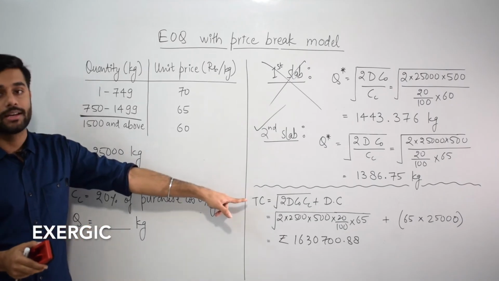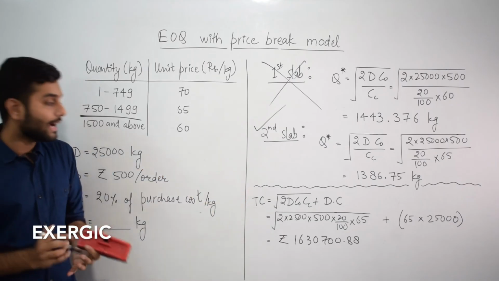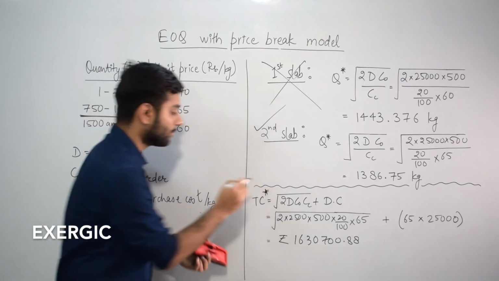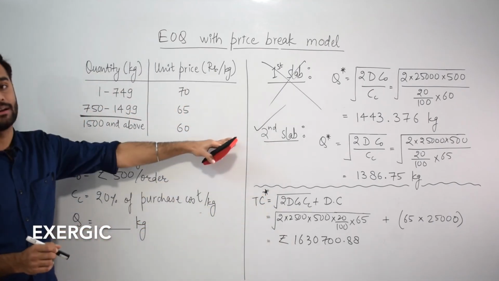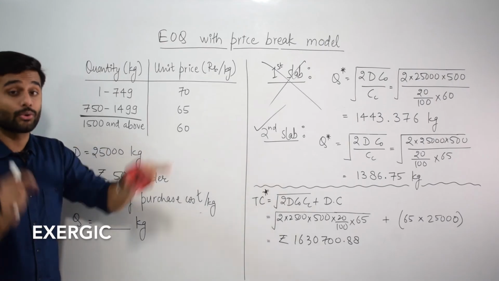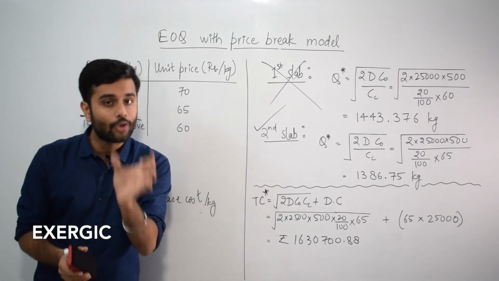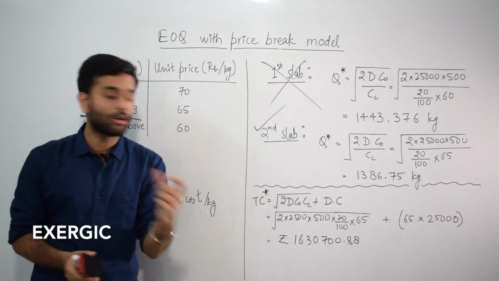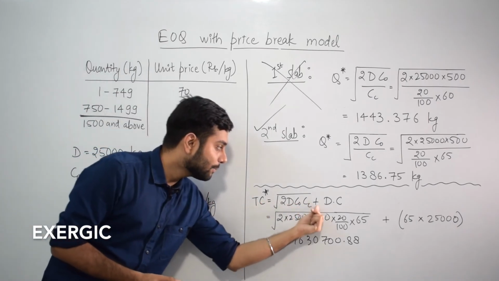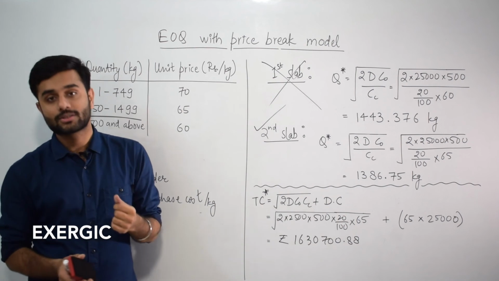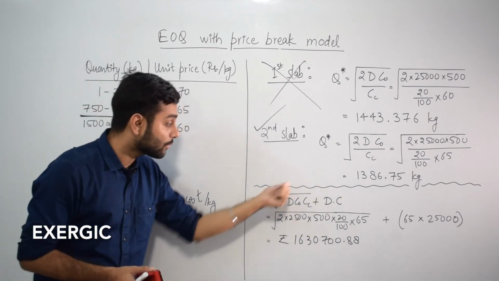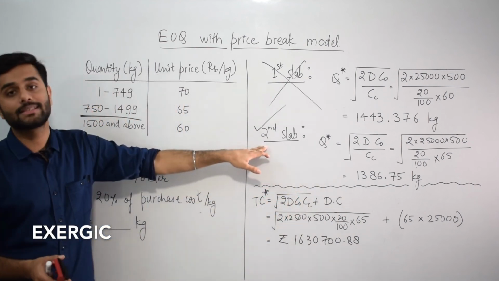I have done the calculation here for the total cost at the EOQ. That's why I'm putting a star here for the second slab. Since EOQ gives the minimum cost, the minimum variable cost of the carrying cost and ordering cost is given by this expression plus the purchase cost. That will give you the minimum cost for EOQ, which is in the second slab.